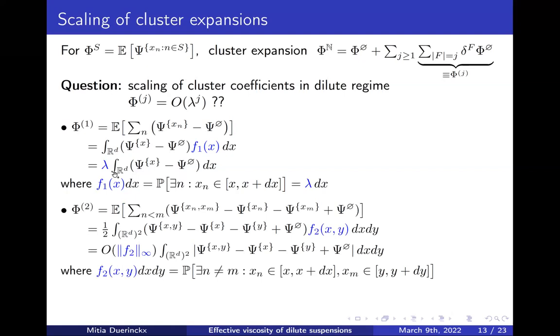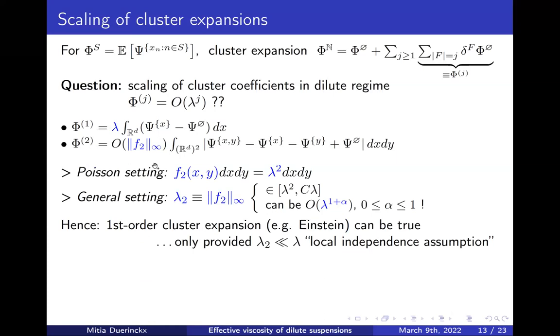Now let's see what phi2 should be. Phi2 is a double sum over pairs of particles of this kind of second order derivative of psi. An expectation of sums over pairs, of course, you write as a double integral with respect to the two particle density f2. Now what is the size of this integral? The only thing you can say is that, again, provided that the thing here is integrable, this should be of the order of the L infinity norm of f2. You can't say much better than that. So now the question is: what is the L infinity norm of f2, the two particle density? If you are in a Poisson setting, you have independence, and you know that the two particle density would just be like the square of the one particle density.